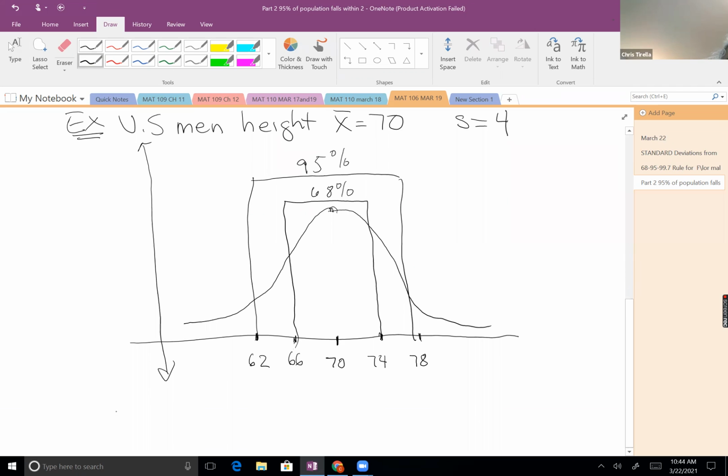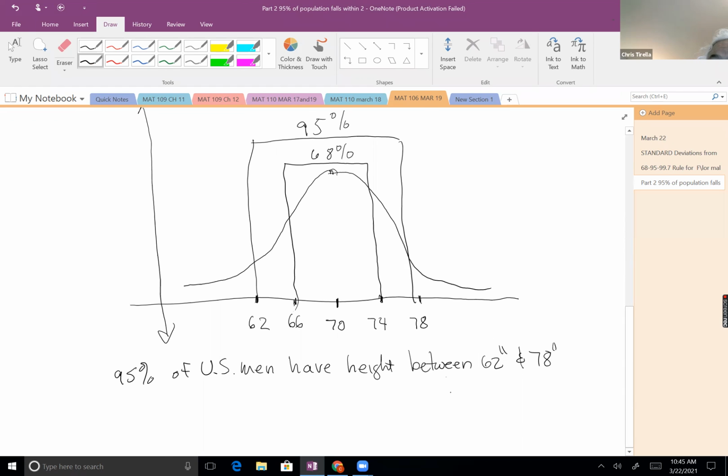Or we'd say that 95% of American men have heights between 62 inches and 78 inches. Or if you need, that's 5 feet, 2 inches and 6 feet, 6 inches. 95% would be the vast majority, yes? Yeah.